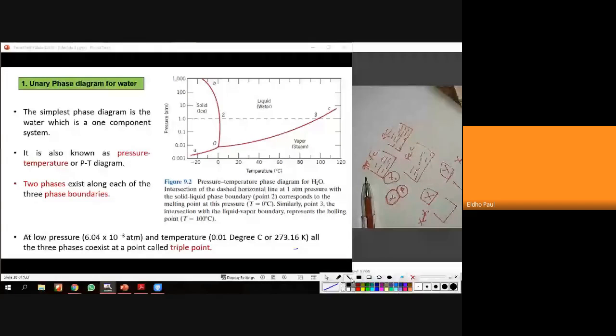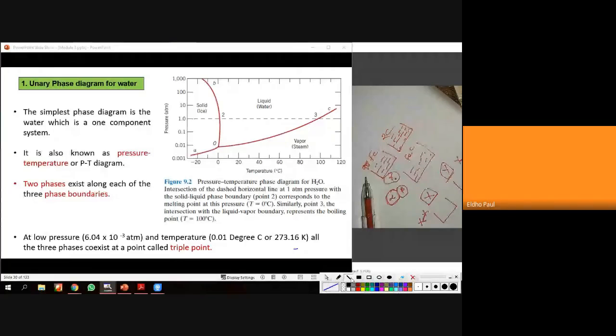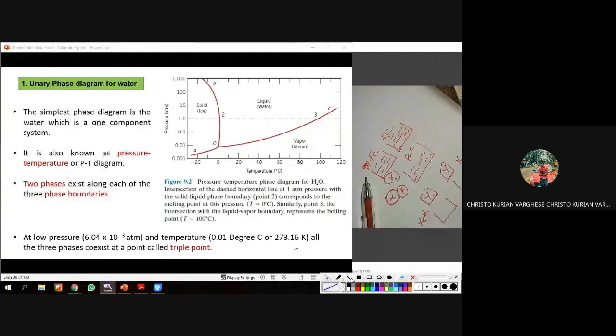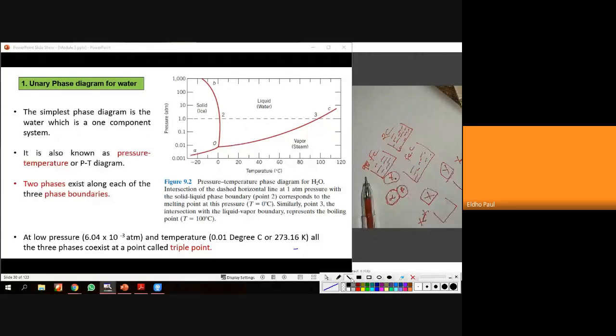How many bar is 1 atmosphere? Can you convert 1 atm into bar? 1.01325 bar. Okay, that is 1 atm. So that is a normal pressure.